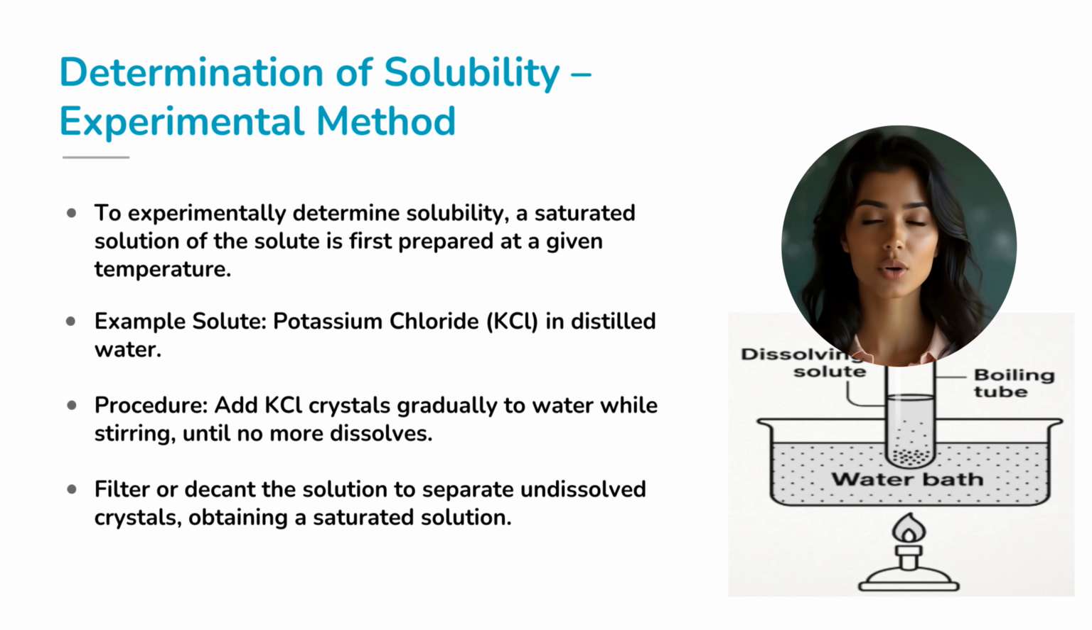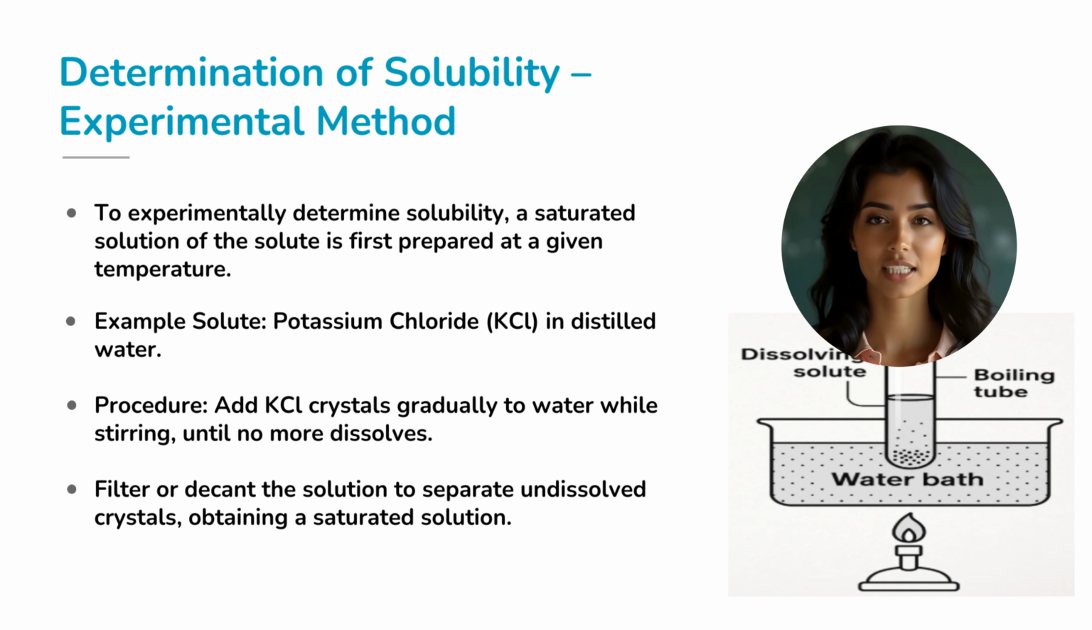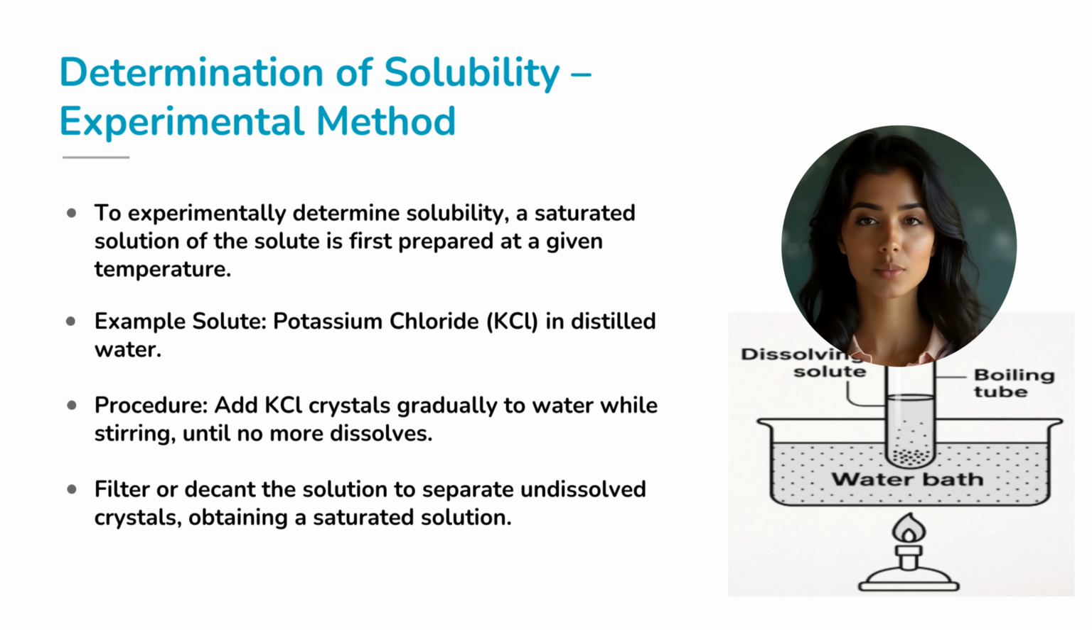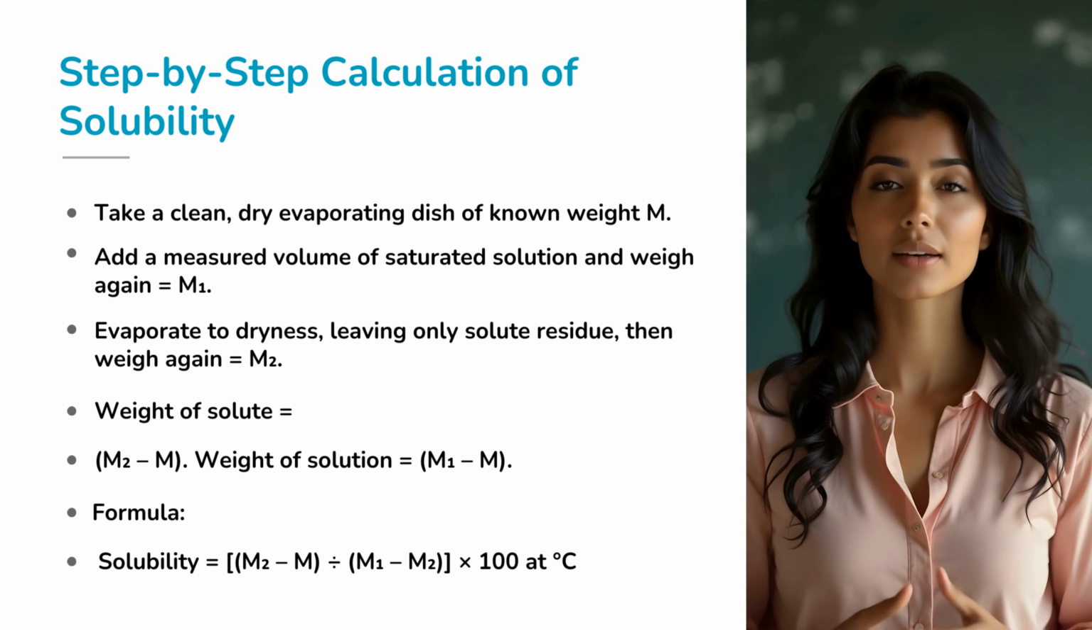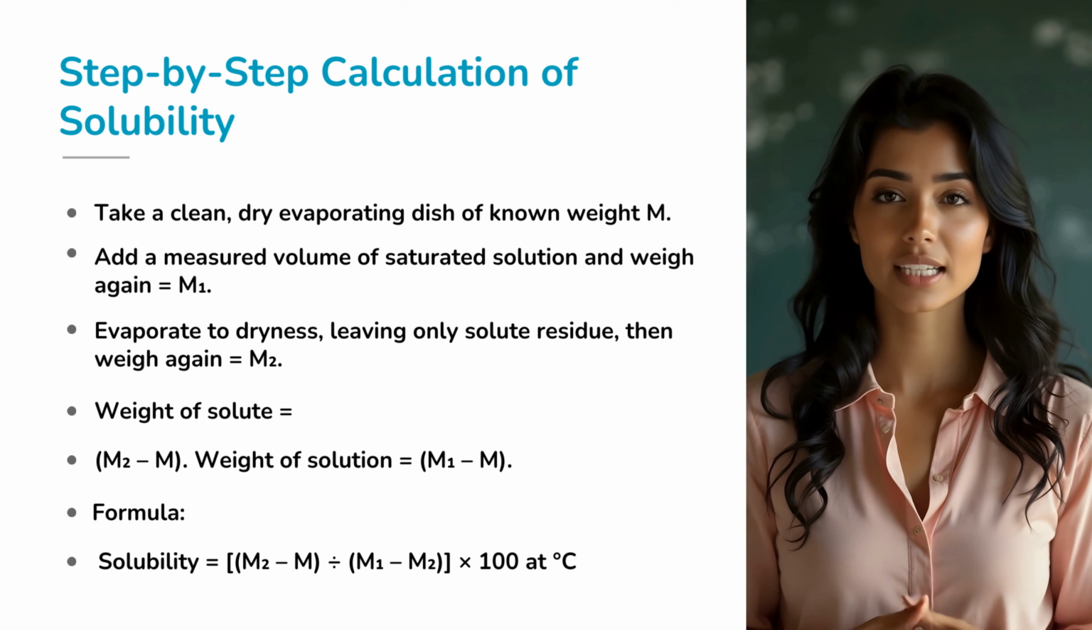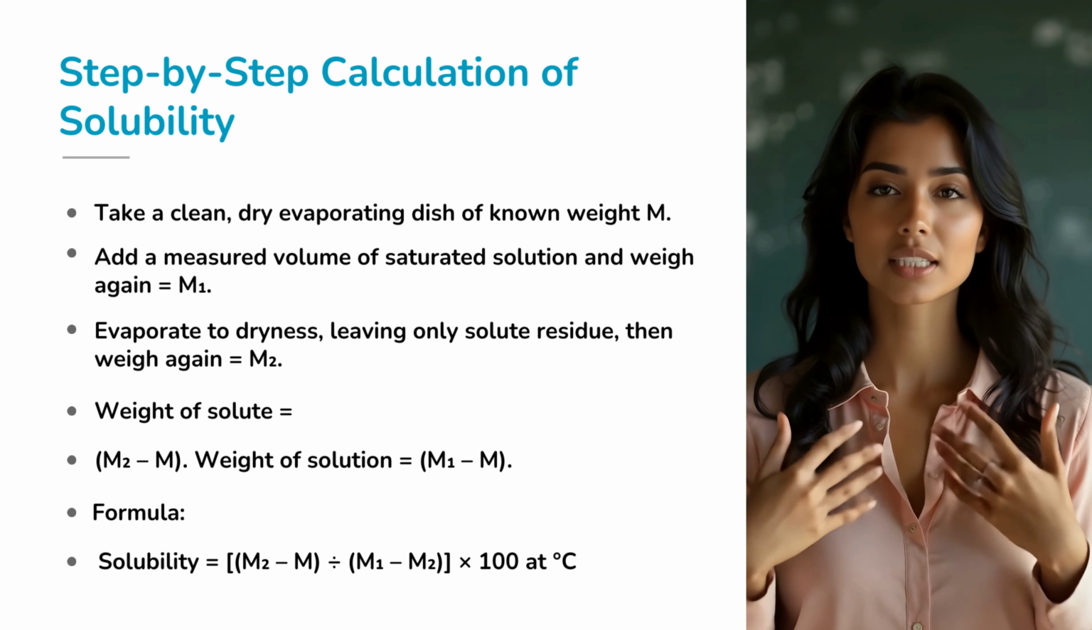We then filter or decant the mixture to separate the excess solid and collect the saturated solution. This clear solution contains exactly the maximum amount of solute that can dissolve in the solvent at that temperature. On your screen, you can see the laboratory setup with a boiling tube placed in a water bath to maintain constant temperature and the solute being stirred into the solvent. Once we have the saturated solution, the next step is to calculate solubility.